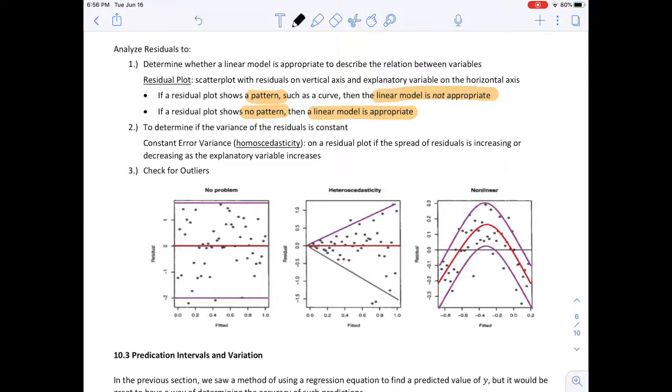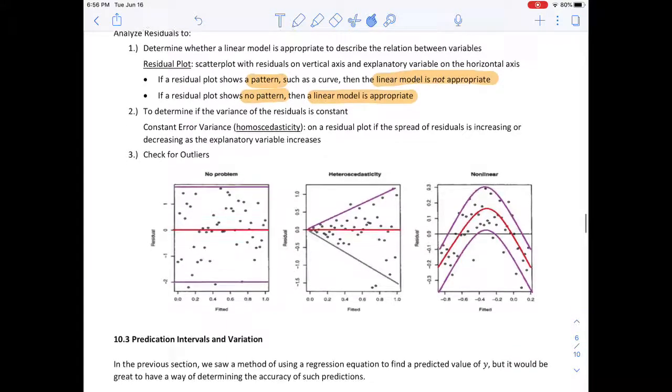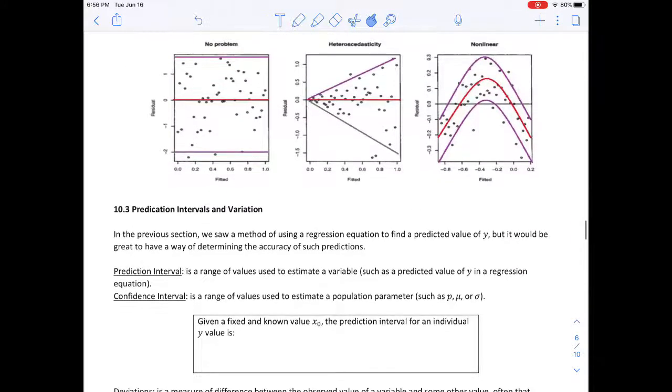Step 2, to determine if the variance of the residual is consistent, that we have a constant error variance or homoscedasticity, look at the residual plot to see if the spread of the residuals is increasing or decreasing as the explanatory variable increases. And then step 3 is checking for outliers. You will not have to create these on your own. This would be given to you in a graph, and you would have to analyze it on your own.